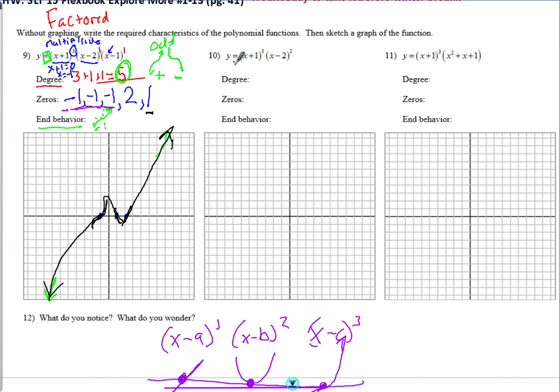So, try to fill out the information for number 10. As you do it, I'm going to try to do it in front of you, and then you can check your answers with me. So try to find the degree, the 0s, end behavior, and the graph, and then you can check your answer with mine.